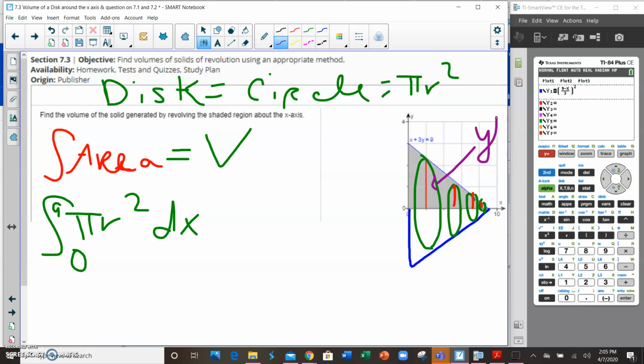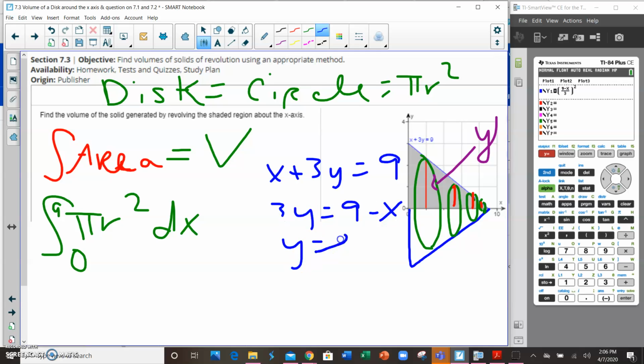So we're going to solve that blue line equation for y. We have x plus 3y is equal to 9. Then we get 3y is equal to 9 minus x. So y is equal to 9 minus x, divided by 3. So that is your radius. I'm going to go back in here and put that this is equal to your radius, because that is the height up. And y is your height up from the x-axis.